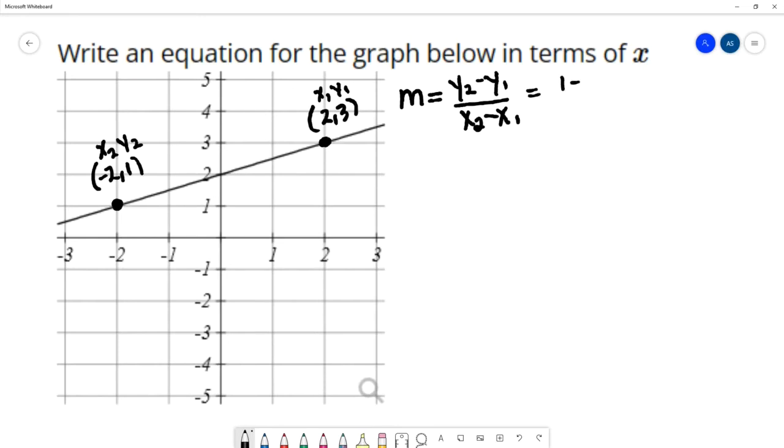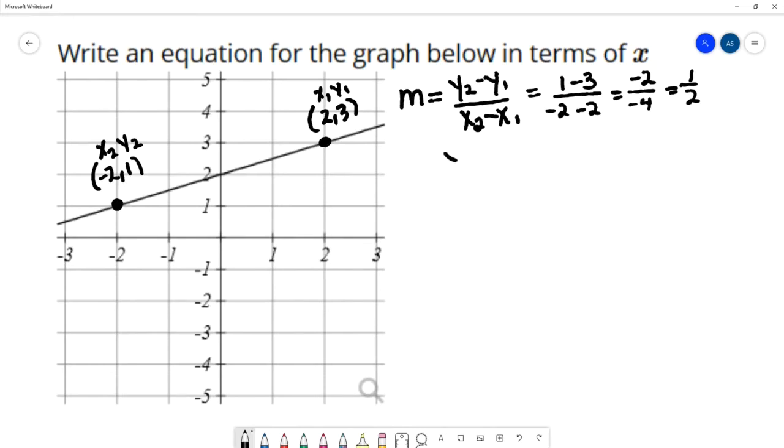So that gives 1 minus 3 over -2 minus 2. And when we simplify, 1 minus 3 is -2, -2 minus 2 is -4, and that reduces to 1/2. So this equation has a slope of 1/2.